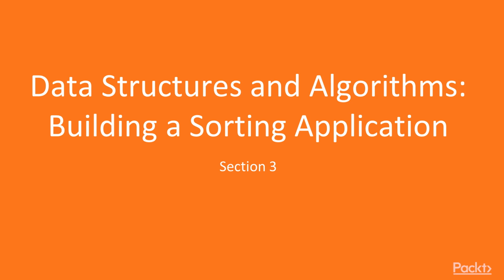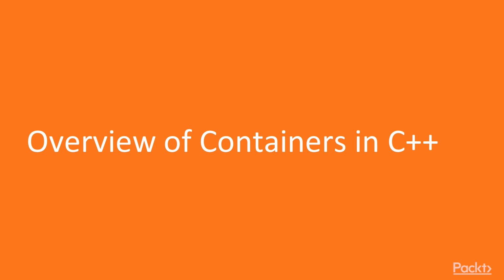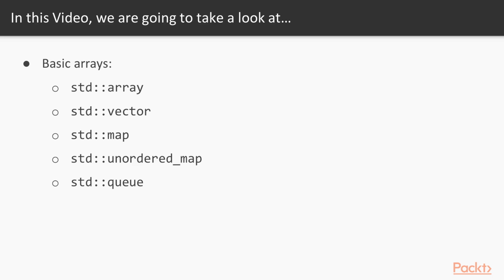Welcome to Section 3, Data Structures and Algorithms, Building a Sorting Application. In this first video, we're going to be looking at an overview of containers in C++. We're going to cover basic arrays, and then the array class in the standard template library, as well as vector, map, unordered map, and queue. So let's go ahead and take a look at some example code.